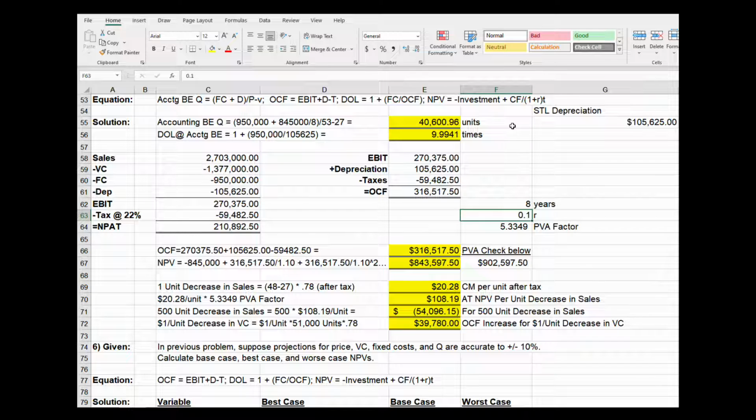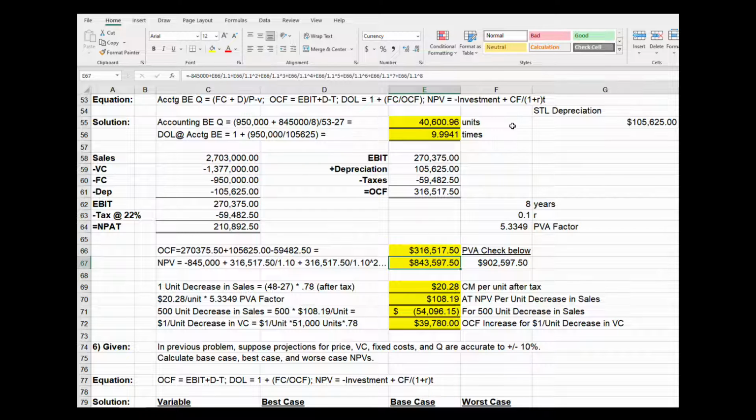So it's an 8-year project with a 10% required return. I can calculate the present value annuity factor because that OCF is indeed an annuity, 316,517.50 per year for 8 years. So my present value annuity factor is 1 minus 1 over 1 plus 0.1 to the 8th, over 0.1, and I get a 5.3349 PVA factor. Like I said above, my OCF is 316,517.50. That's how much we will get every year for 8 years.